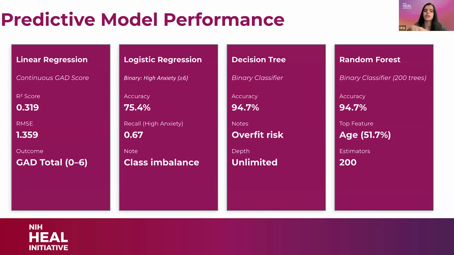When we look at the recall for high anxiety class, it's 0, meaning models can never actually identify a true positive. So, in this context, accuracy tells us very little about real predictive performance. The random forest was actually the most informative for the feature importance.